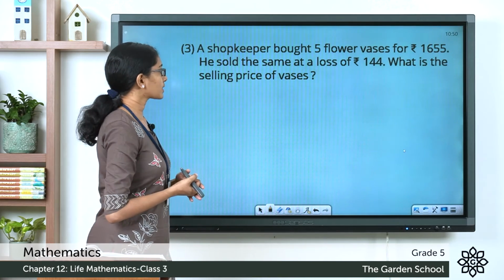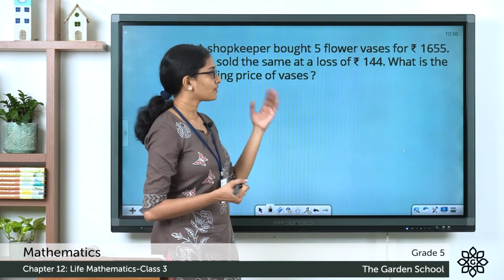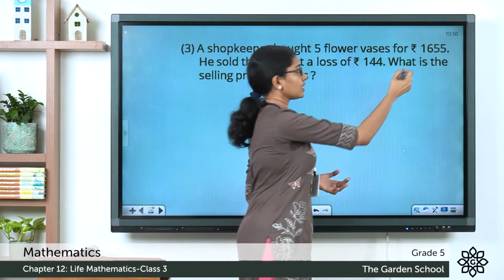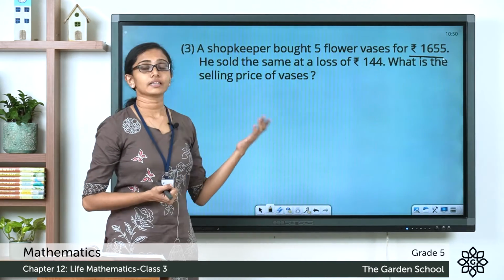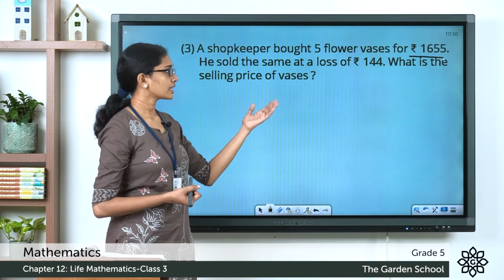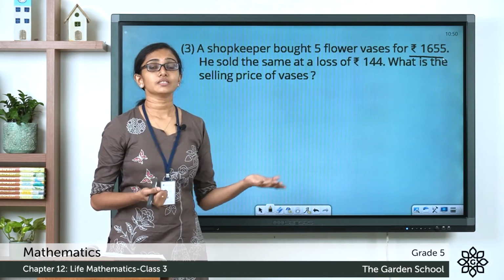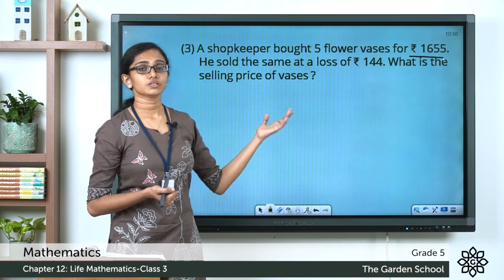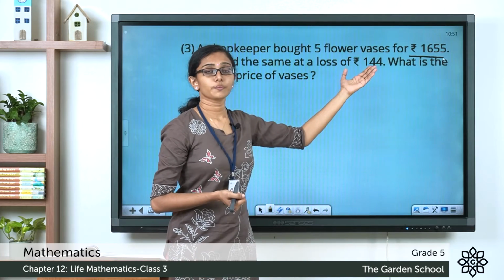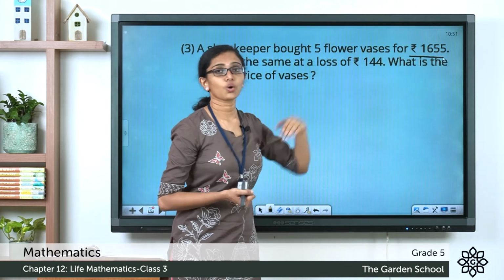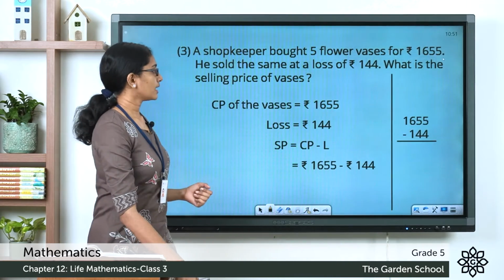So what is given in the question? Shopkeeper bought 5 flower vases. So the price of 5 flower vases is given here, which is equal to 1,655 rupees. And it is said that on selling them, he had a loss of rupees 144. So for the business to be a loss, he should have sold the flower vases at a price 144 rupees less than its cost price, right? Or the buying price.